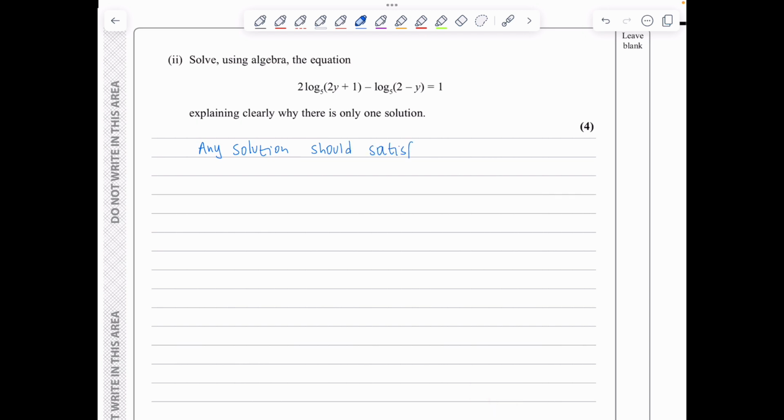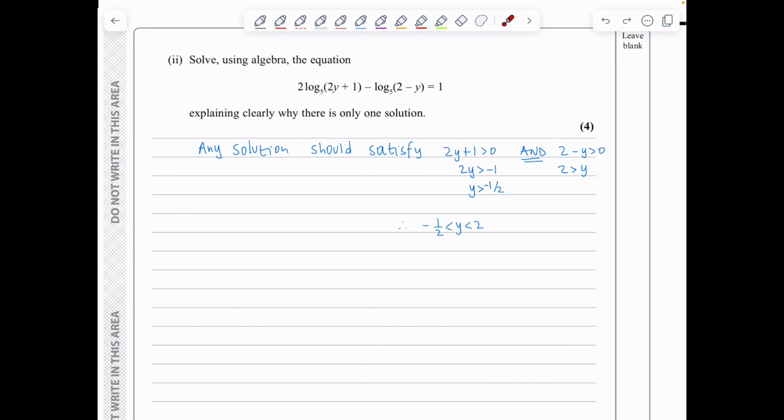So we want 2y plus 1 to be greater than 0 and 2 minus y to be greater than 0, which means 2y is greater than minus 1, so y is greater than minus a half, and 2 being greater than y. This means that any value for y to be a solution should be between minus a half and 2.